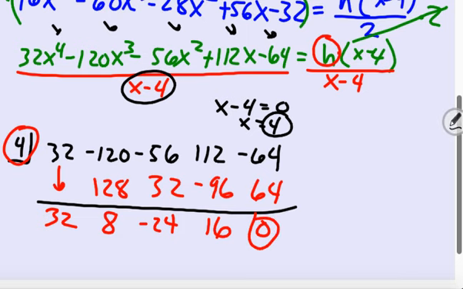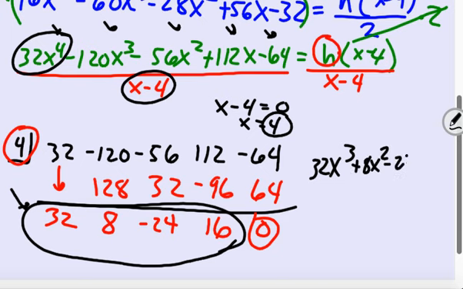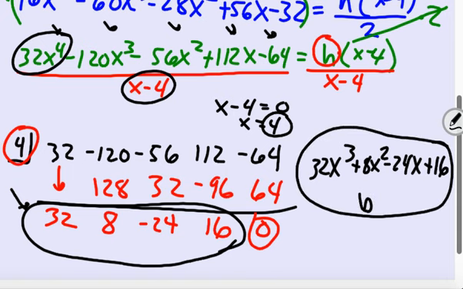So what does that mean? This is the length of the base of my sail. Well, what we divided into started with x to the fourth, so my quotient is going to start with x cubed. So our answer is 32x cubed, and then just work your way down from that. Plus 8x squared minus 24x plus 16. There we go. That's the base, the length of the base of your sail.